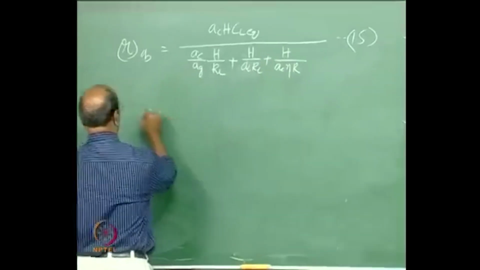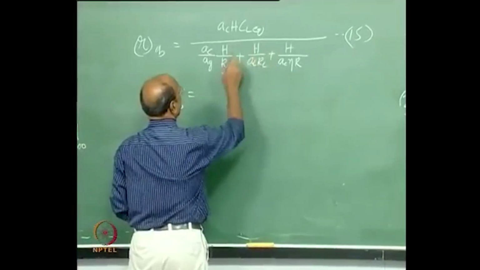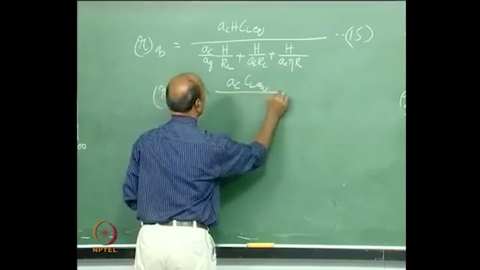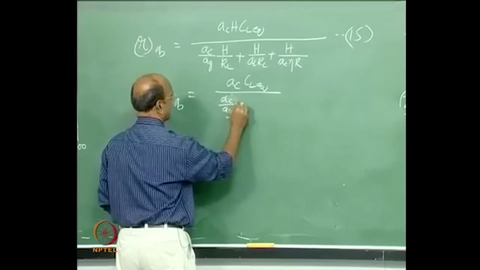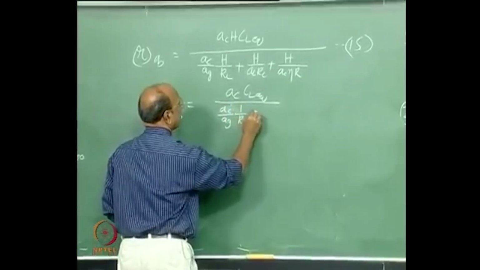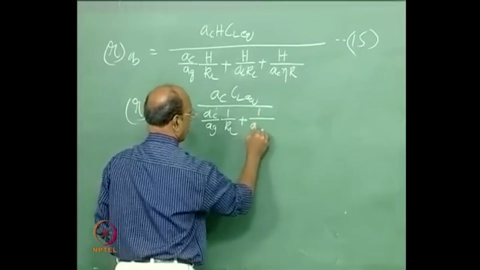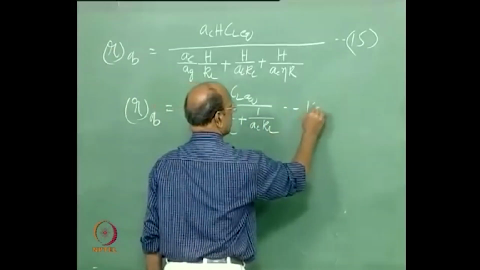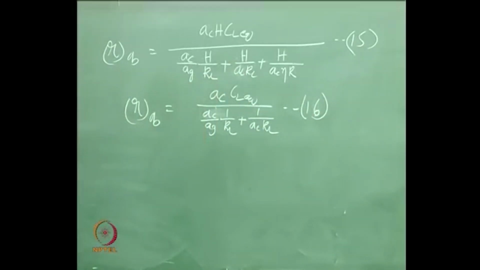So finally, what you have all the time in the design will be, H also will get cancelled, AC Cl equilibrium divided by AC by Ag, 1 by KL plus H will go, AC KL. That is the equation. This is the most practical equation, most of the time people can use that.